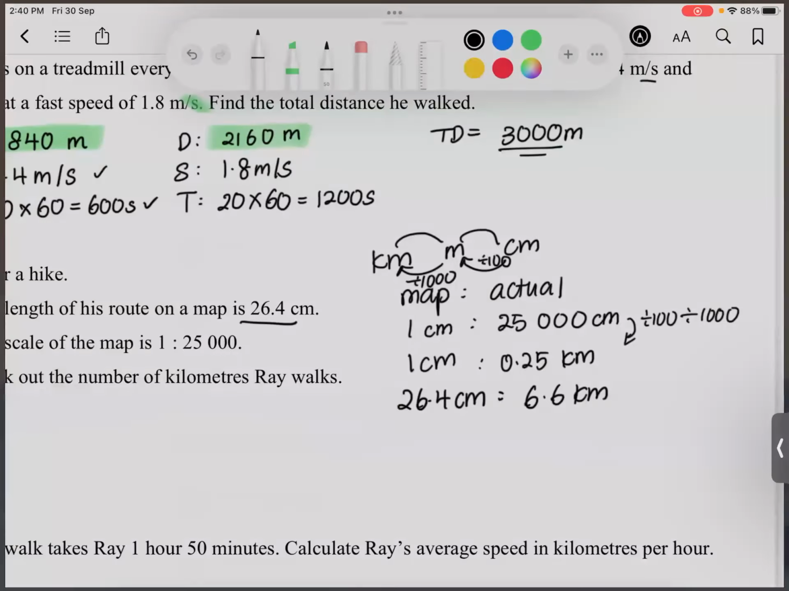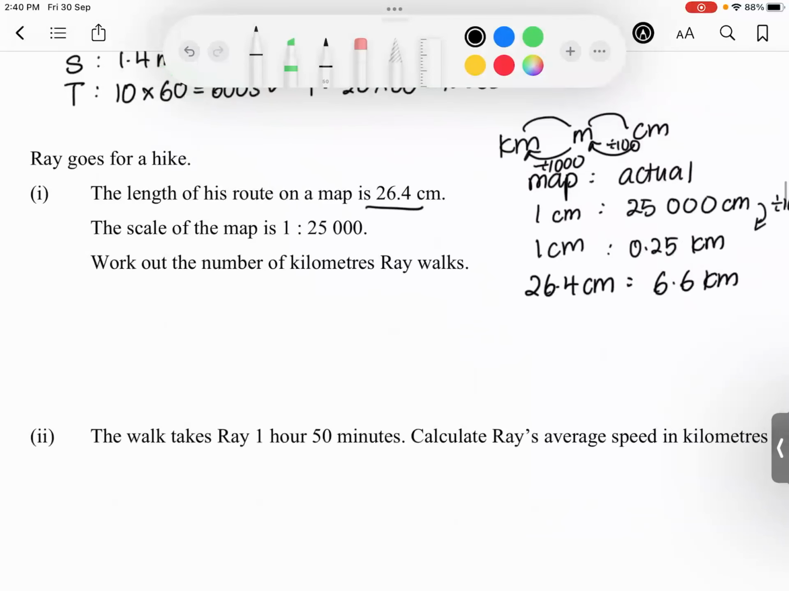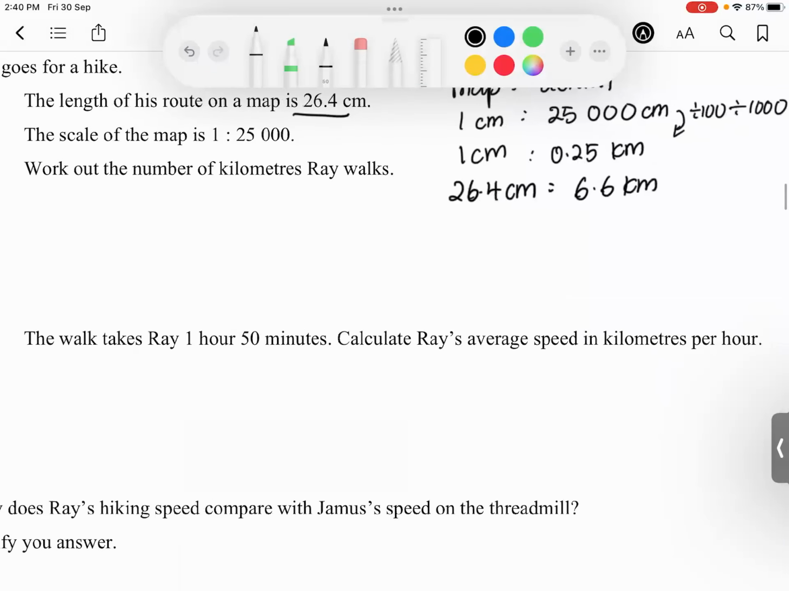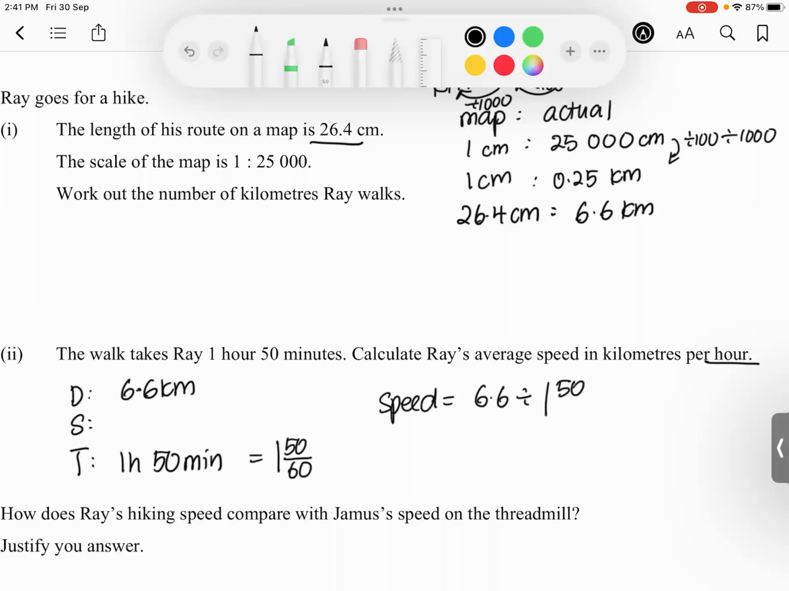Okay, next question. The walk takes Ray 1 hour 50 minutes. Calculate the average speed in kilometers per hour. So distance, speed, and time. The distance we calculated was 6.6 kilometers. The time taken was 1 hour 50 minutes, but they want it in kilometers per hour. So I'll change this to 1 hour, and the 50 minutes will be 50 over 60 of an hour. So my average speed will be the distance divided by the time.